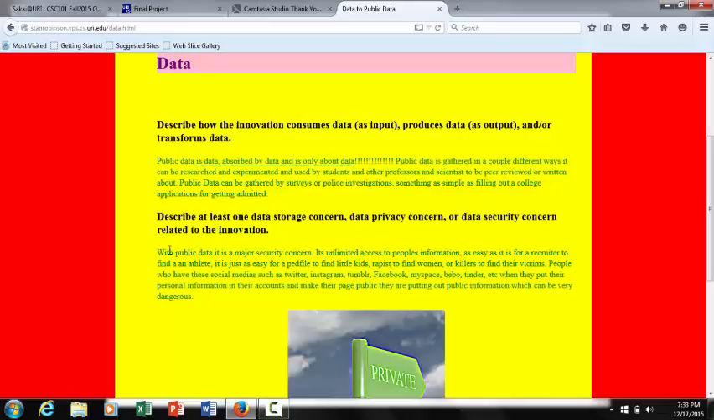People who have social media such as Twitter, Instagram, Tumblr, Facebook, MySpace, Bebo, Tinder, etc. tend to put all their personal information on their accounts, thinking that only their friends are able to see it. But the reality is it's public data, because it's open to everyone. And now pedophiles can find little kids, rapists can find women, and killers can find their victims. They're all on those social networks hunting and searching for their next victim. So that's definitely a major security concern. But for the most part, public data is very useful, but as it is useful, it definitely has its concerns as well.